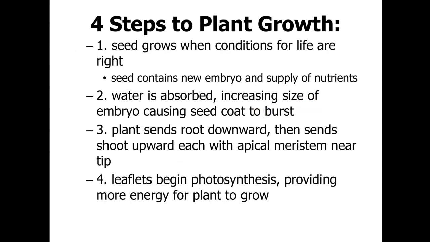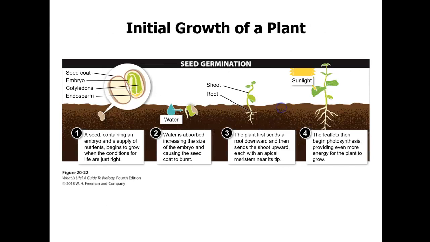So 4 steps to growing a plant. First, the seed's going to grow when conditions for life are right, so the seed contains a new embryo and a supply of nutrients. Number 2, water is going to be absorbed, increasing size of the embryo, causing the seed coat to burst. The third, plant seeds are going to root down and then send the shoot upwards, each with an apical meristem near the tip, and then the leaflets begin photosynthesis, providing more energy for that plant to grow. And so looking here, you can see that process shown in the visual diagram.